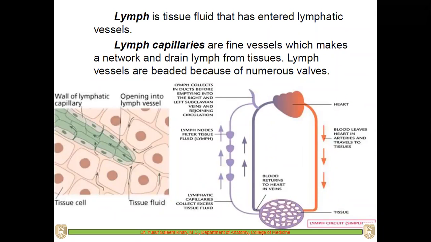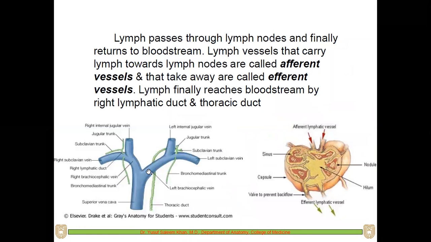Then we had seen that lymph is a tissue fluid which flows through the lymphatic vessels. It is a colorless fluid except when it is coming from the abdomen. We also saw the lymphatic capillaries, which are very thin vessels that cannot be seen by the naked eye, except the larger ones. They are so thin that the presence of valves within them makes them beaded in appearance. I will show you the picture later.